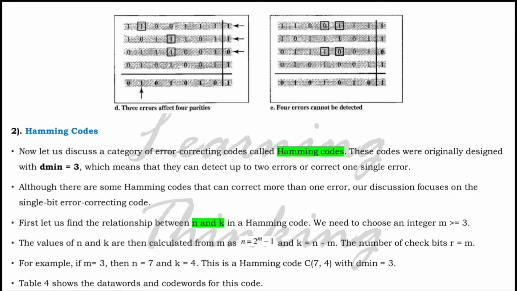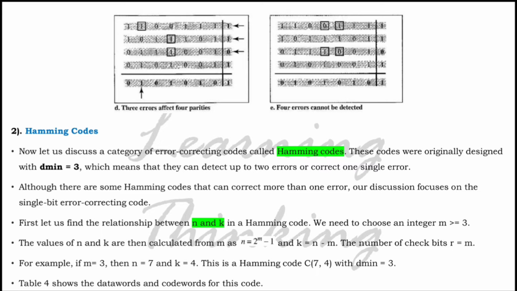So the minimum Hamming distance is 3, which means that they can detect up to 2 errors and correct one single error. Although there are some Hamming codes that can correct more than one error, our discussion focuses on the single bit error correcting code. Let us first find a relationship between n and k in Hamming code.